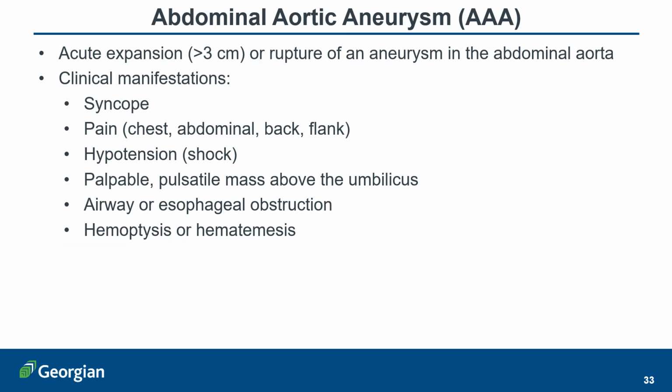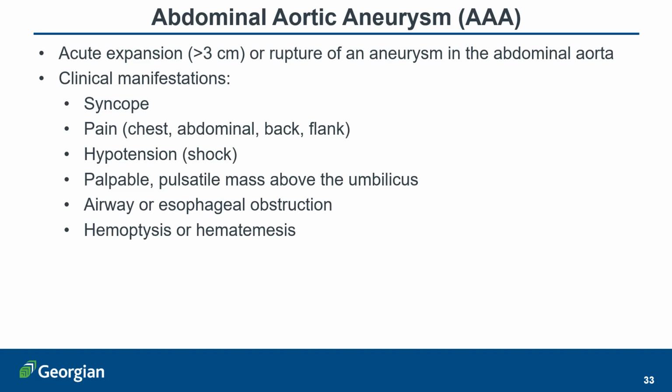Let's discuss abdominal aortic aneurysms, or AAA for short, in more detail. A AAA could be asymptomatic, but when there is an acute expansion, in other words, if the diameter of the abdominal aorta is greater than 3 centimeters, or if the aneurysm ruptures, then that can pose severe issues. It can be life-threatening, in fact. It's a medical emergency. The clinical manifestation of the acute expansion or rupture of a AAA includes syncope, whereby you have reduced blood flow to the brain, pain in the chest and abdominal region that could be referred to the back or the flank region, and hypotension that, if severe, can lead to shock.